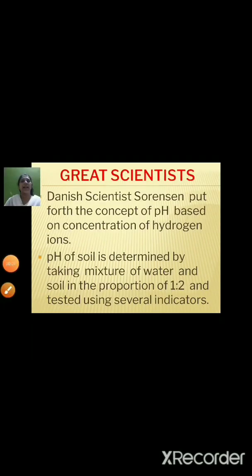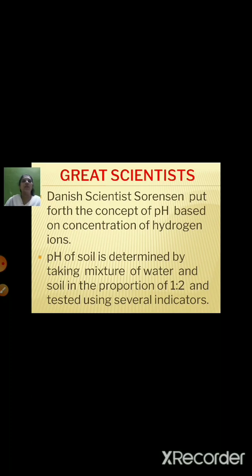The Danish scientist Sorensen put forward the concept of pH based on the concentration of hydrogen ions. Now pH, children, means power of hydrogen or potential of hydrogen. That is the full form of pH. With this pH you can find out whether the soil is acidic or alkaline. This pH has a scale, and the scale is from 0 to 14.